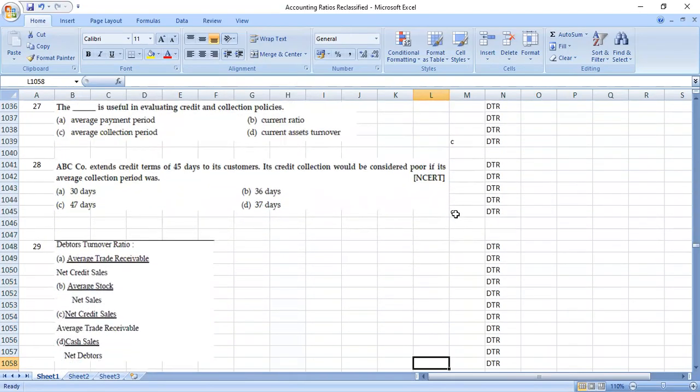The dash is useful in evaluating credit and collection policies. Collection, what we collect from our debtors, correct? So average collection period is the correct answer.